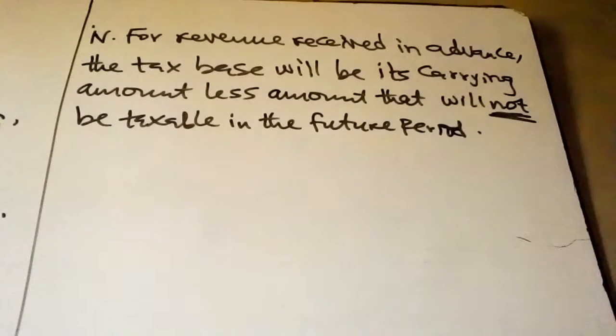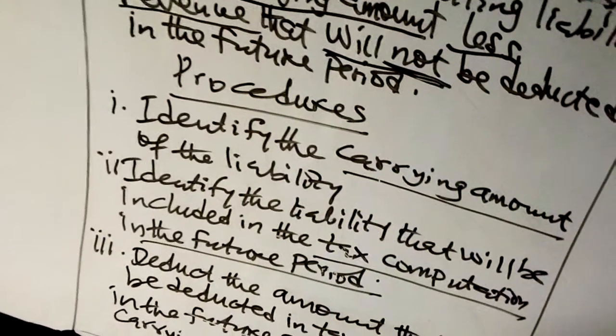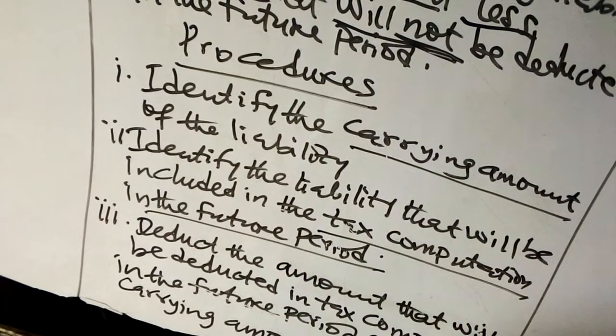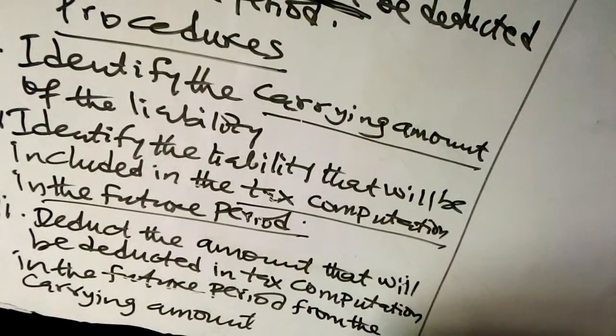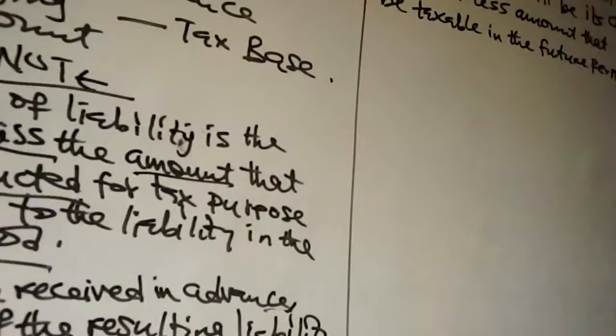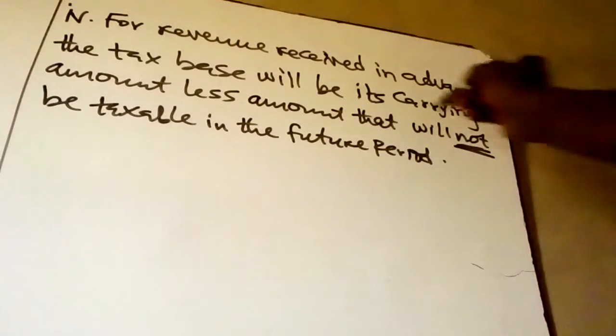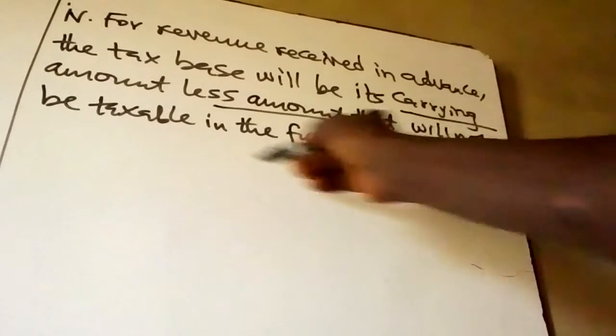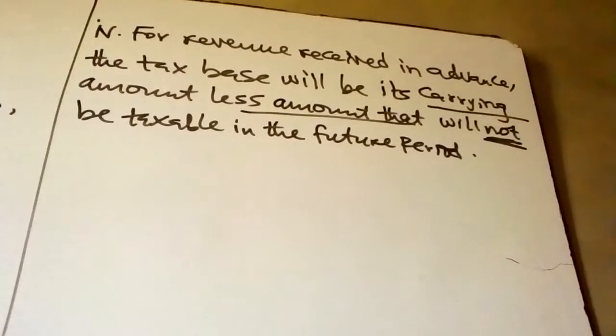That is the procedure for identifying the tax base of a liability. The first step is to identify the carrying amount of the liability. The second step is to identify the amount that will be included in the tax computation in the future. Step 3 is to deduct that amount from the carrying amount, which gives you the tax base. But for revenue received in advance, the tax base is the carrying amount less the amount that will not be taxable in the future period. So these are the procedures for identifying the tax base of liabilities.